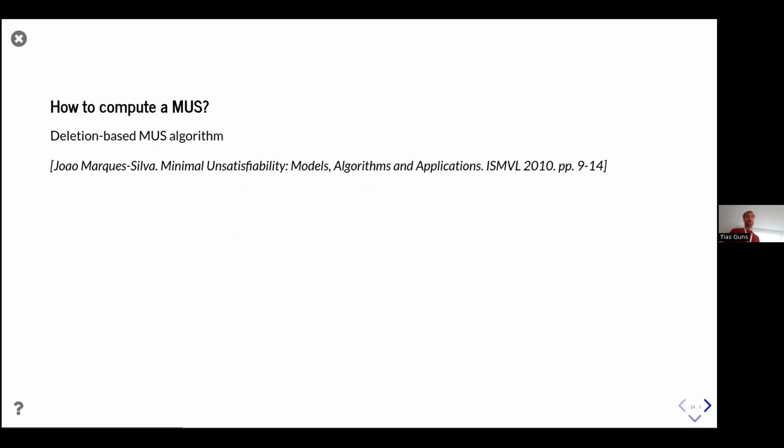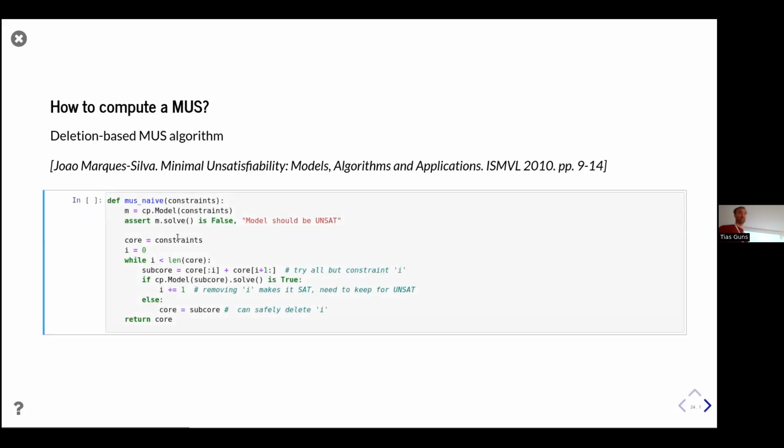All right, so how can we do this? This concept of minimal unsatisfiable subset is a very well-known concept. Joao Marques-Silva has worked a lot on that. And one of the simplest algorithms for this is a deletion-based algorithm. If I implement this in Python, or CPMpy, it looks like this.